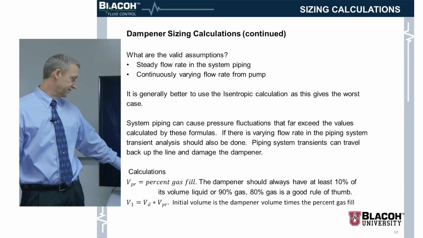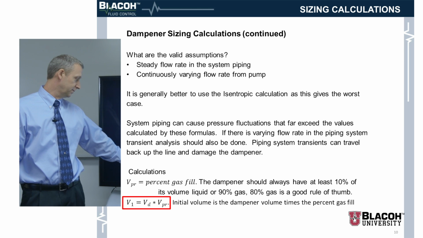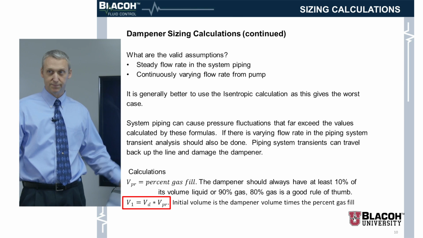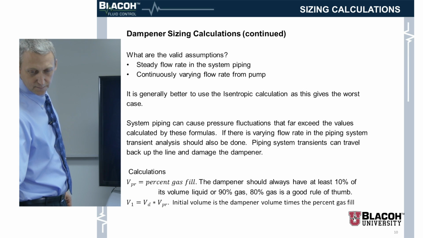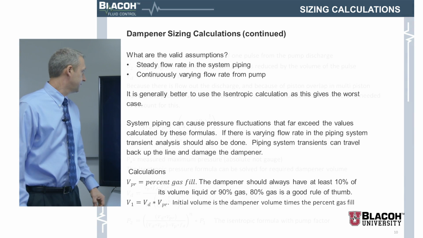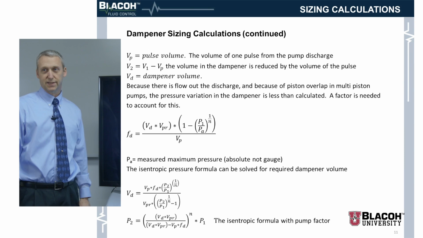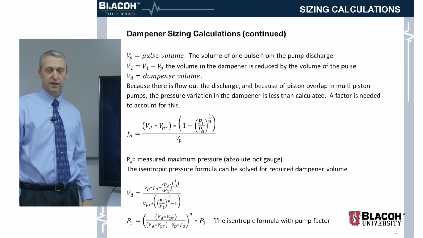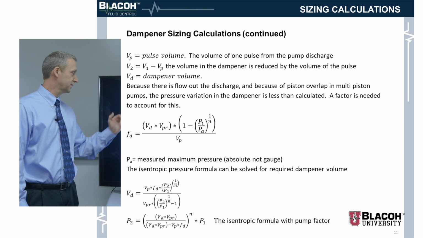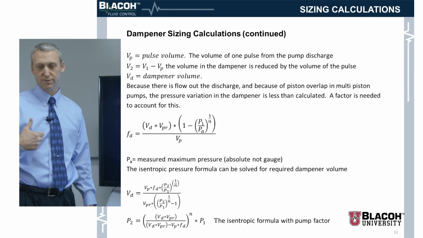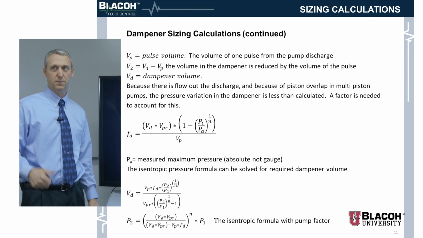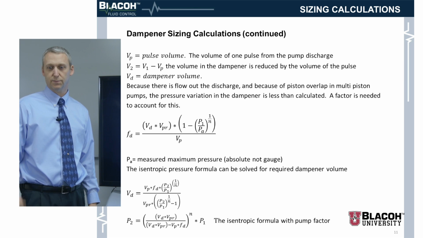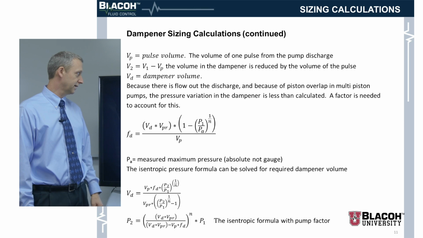Okay, we have the volume 1 is equal to the volume of the dampener, VD, times the percent of gas fill, right? So simple calculation. All right. So we got a volume of the pulse. So that's a very important piece of information. A lot of times you have to do a little bit of calculating to find out what that is. Most pump manufacturers don't give you a volume per pulse. They will give you a volumetric flow at so many RPMs, and you can back into it from there.